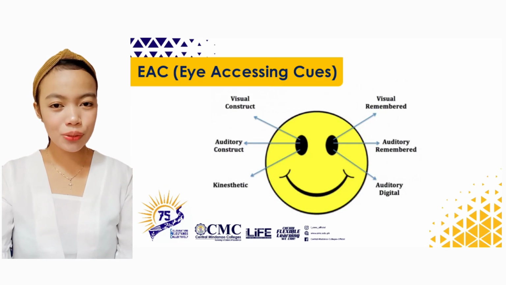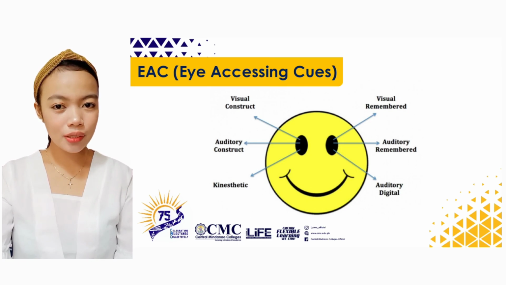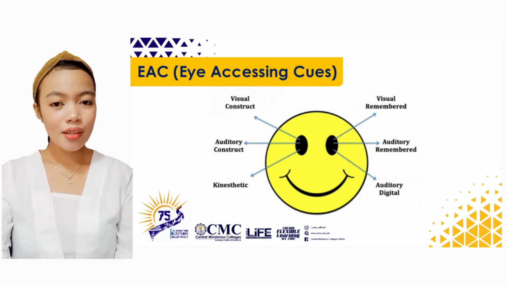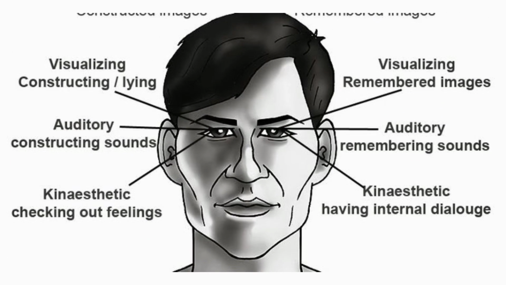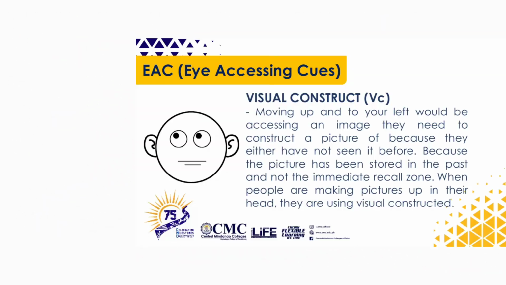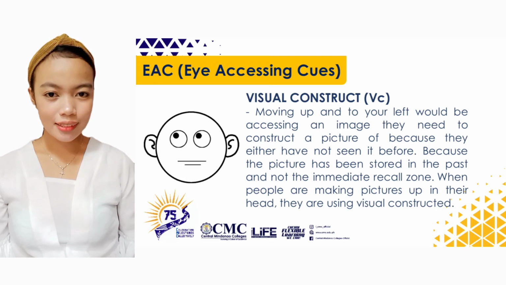First, let me introduce to you the EAC, or the eye accessing cues. What you see in the picture is an example of an EAC model that is very useful in the world and is considered as lie detection. This is when one can see what someone thinks just by looking at their eyes. The direction of eye gaze or head tilt can give clues about learning preferences. So let's further discuss these specific eye accessing cues.